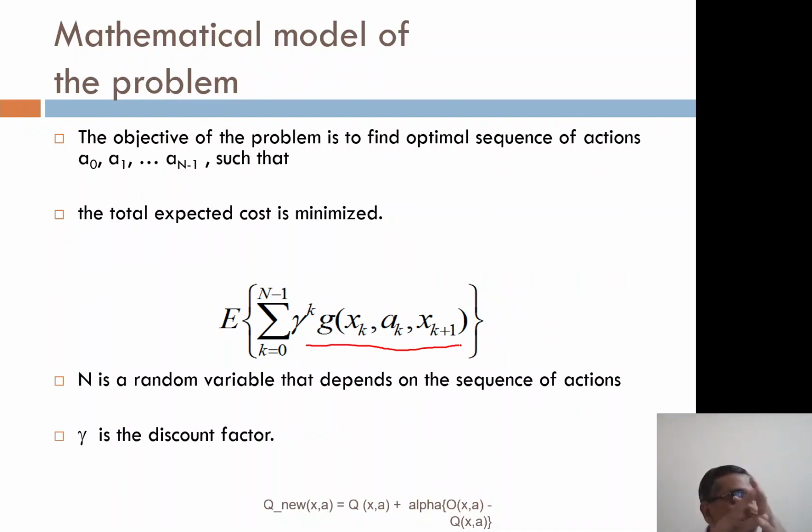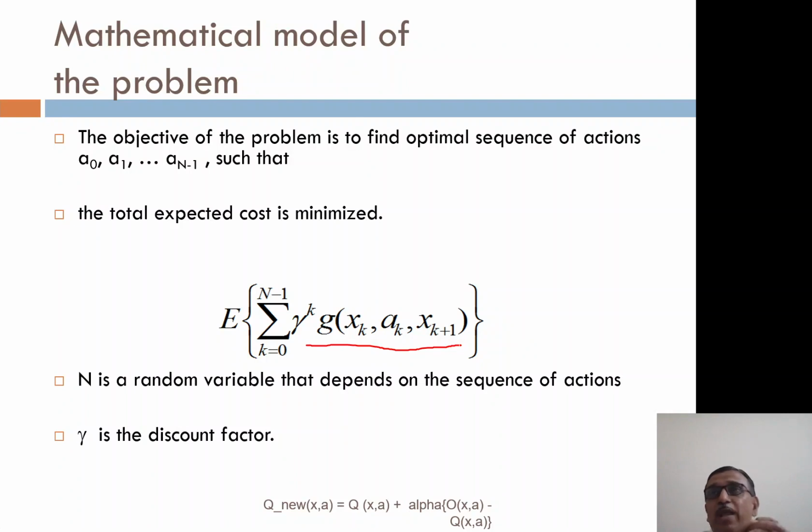Gamma is the discount factor. What is it? I'll give you a very simple and clear example. As human beings, we are making a lot of decisions, and our goal is not instant gratification. Our goal is long term. We want to maximize our happiness.